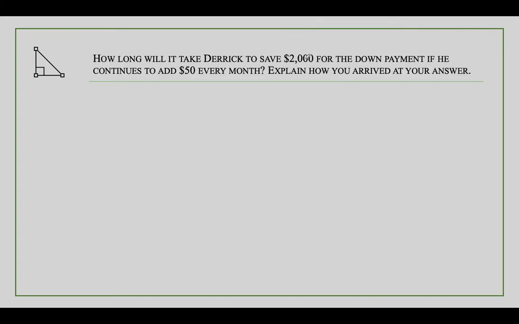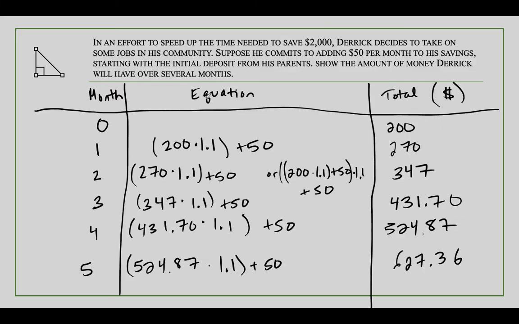How long will it take Derek to save $2,000 for the down payment if he continues to add $50 every month? Well, there's no really simple way to do this, right? It would be really hard. There's no way to do it with the explicit way. We have to just continue to do it the recursive way.